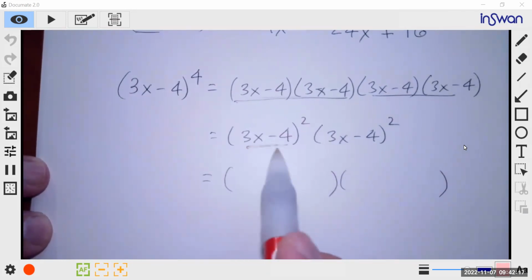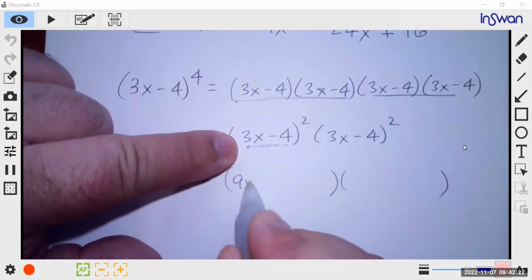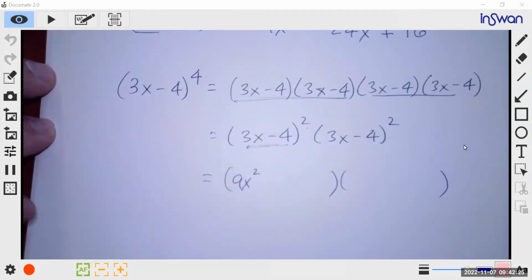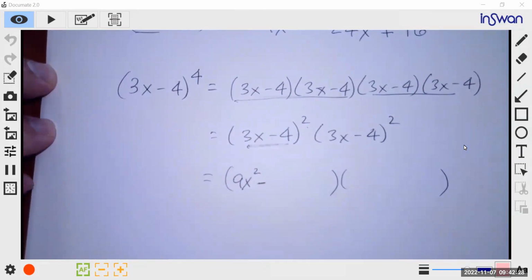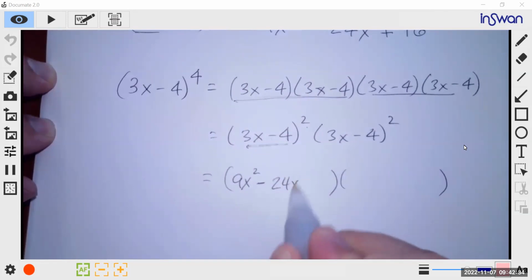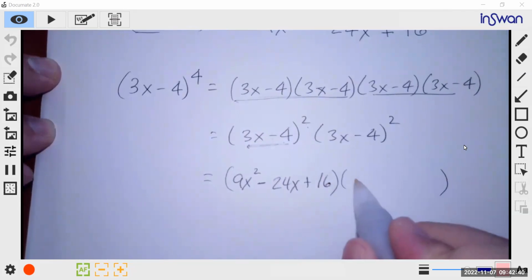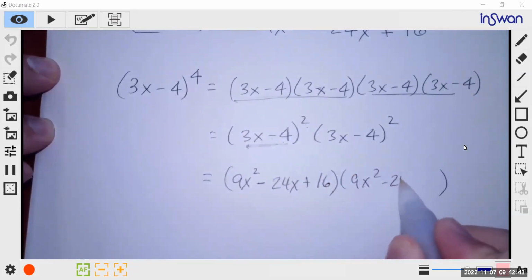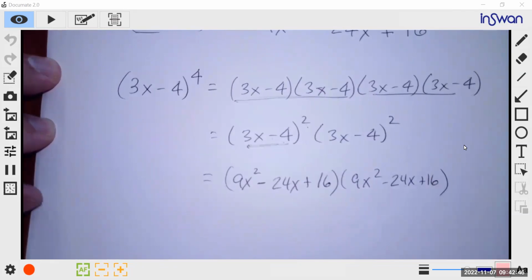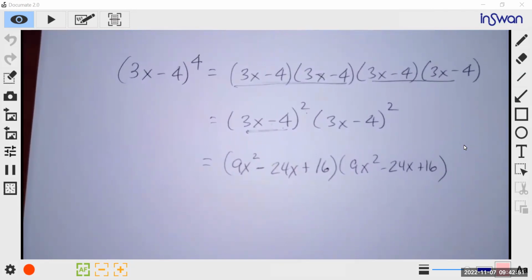Because we can expand this one pretty easy. 3x squared is 9x squared. That's a minus, so it's a minus sign inside there. 4 times 3 is 12, times 2 is 24. And then a plus, 4 squared is 16. So it's going to be the same in both of those. The reason that I want you to do it the shortcut way is you're missing a whole bunch of other terms.